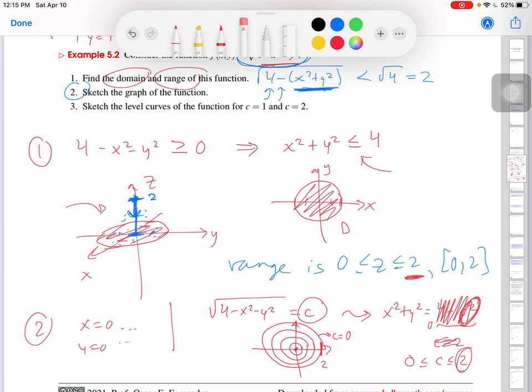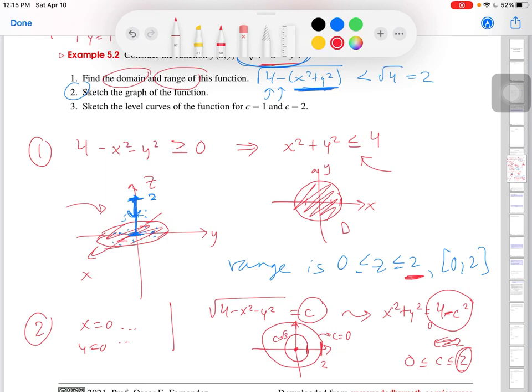So what we see going on here, if I remove some of the clutter, for example, I could choose a different c value, like, I don't know, c equals the square root of 3. And if I do that, over here, this would become 4 minus 3 is 1. So I get the unit circle. So the unit circle is over here, and this is c equals square root of 3.